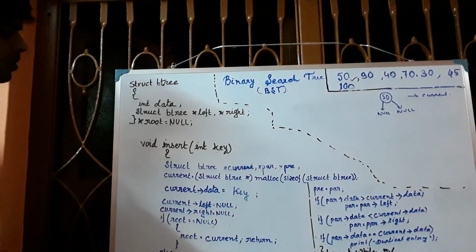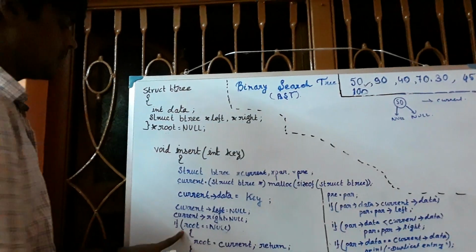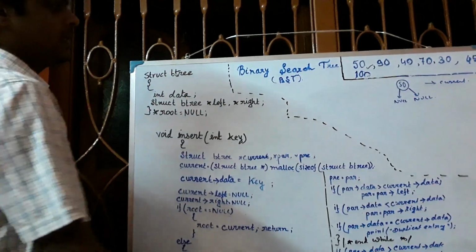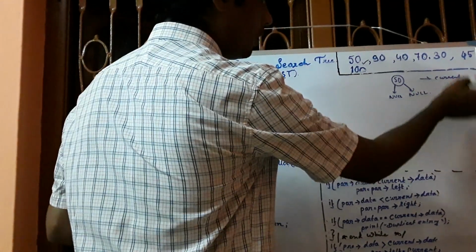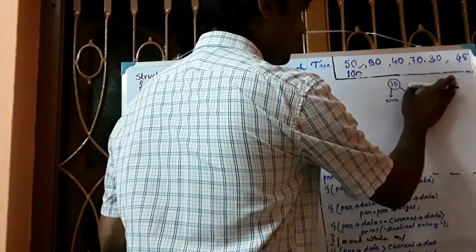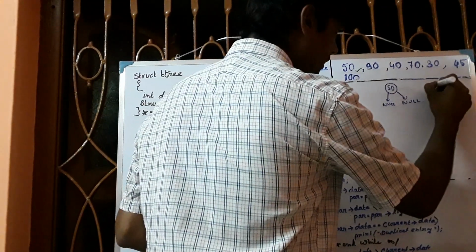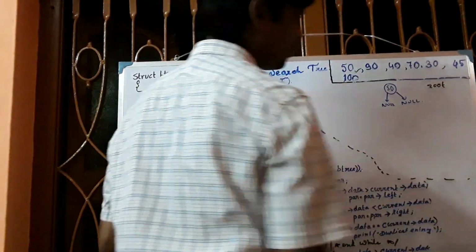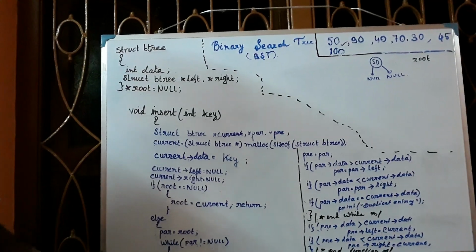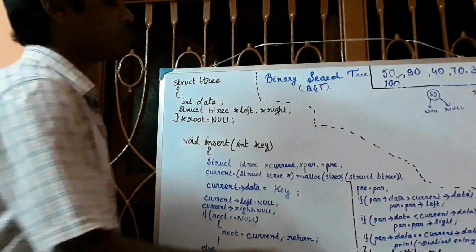Next, the condition checks whether root equals null. What does root mean? Root is null now, so the condition is true. If the root is null, current is root. That means this current node will become the root itself. So I am creating the first node of the binary tree and this will become the root node. My 50 will become the root node. After this, the return statement terminates the function. I hope this is clear. Next we go to the next part.